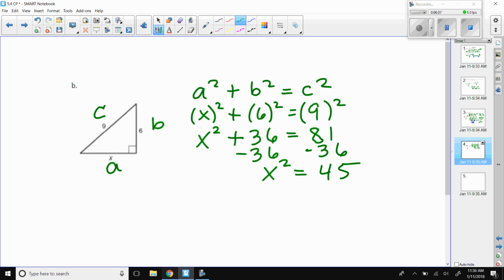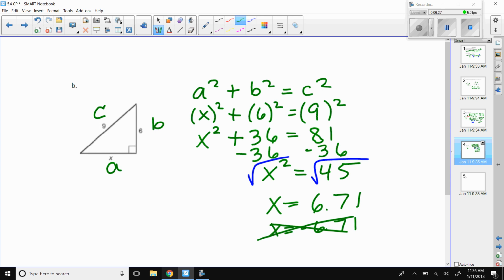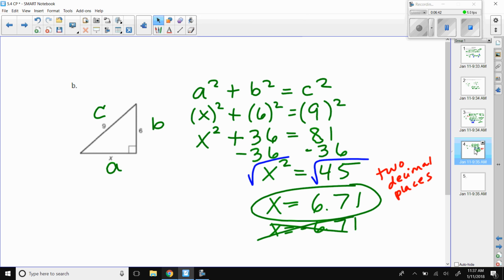I get x squared equal to, I want to make sure I do it correctly, 45. And then you want to take the square root. This you may need a calculator for. Square root of both sides gives me x equal to about 6.71 or negative 6.71, and I only want the positive one. So this would then be my answer for that third side. And notice it doesn't always come out evenly. You want to go 2 decimal places here to give yourself some accuracy.